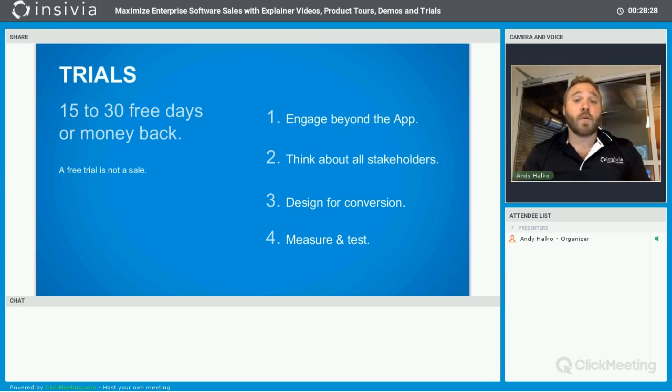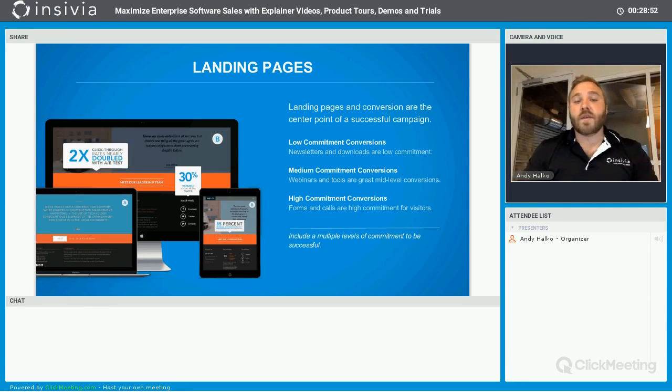And so that 70% number that we talked about, the people not engaging with the trials they signed up for, if we follow these four things, we really have a significantly better chance of making sure they utilize the trial and keep moving further in the process with the funnel. The next stage is landing pages.